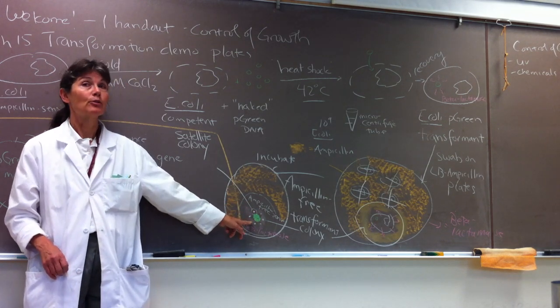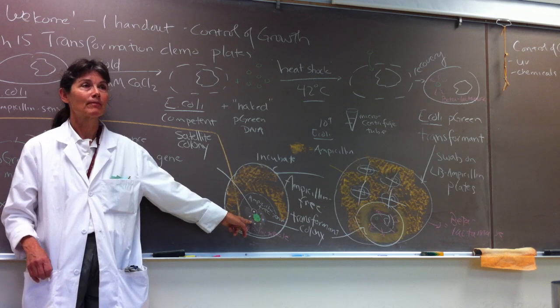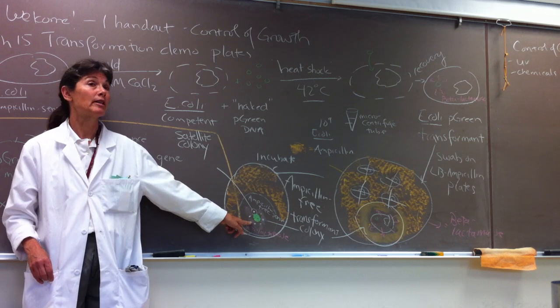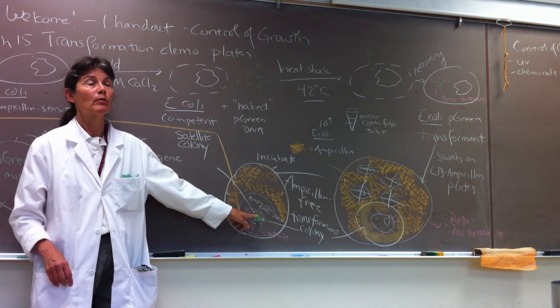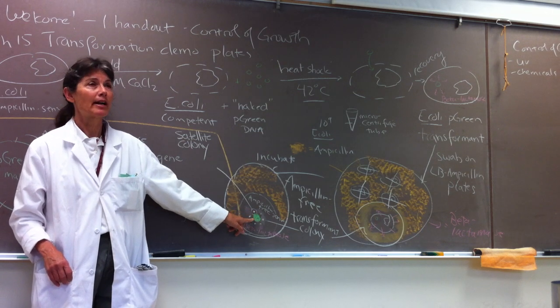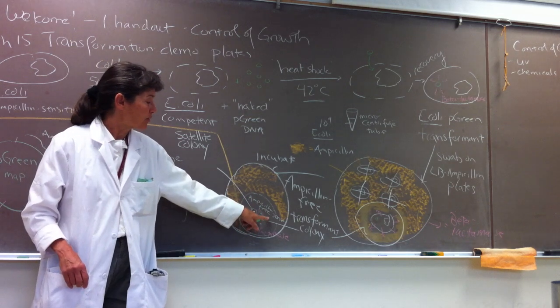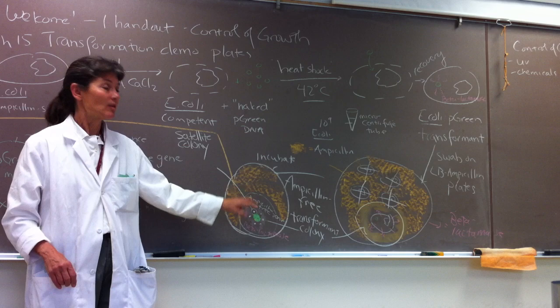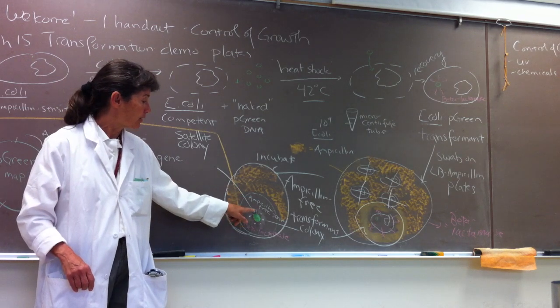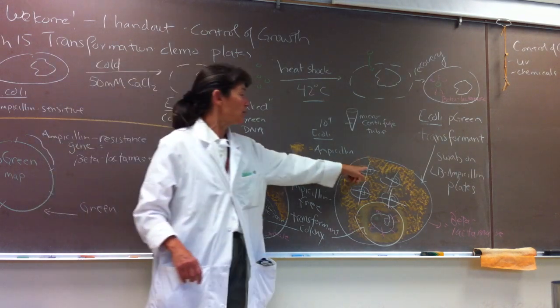Notice their location. Location, location, location. Where are they growing? Who are they growing next to? The transformant. What is the transformant making? Beta-lactamase. The beta-lactamase is doing what to the ampicillin? Hydrolyzing. Destroying it, right? So does it make sense that these satellite colonies represent the non-transformed E.